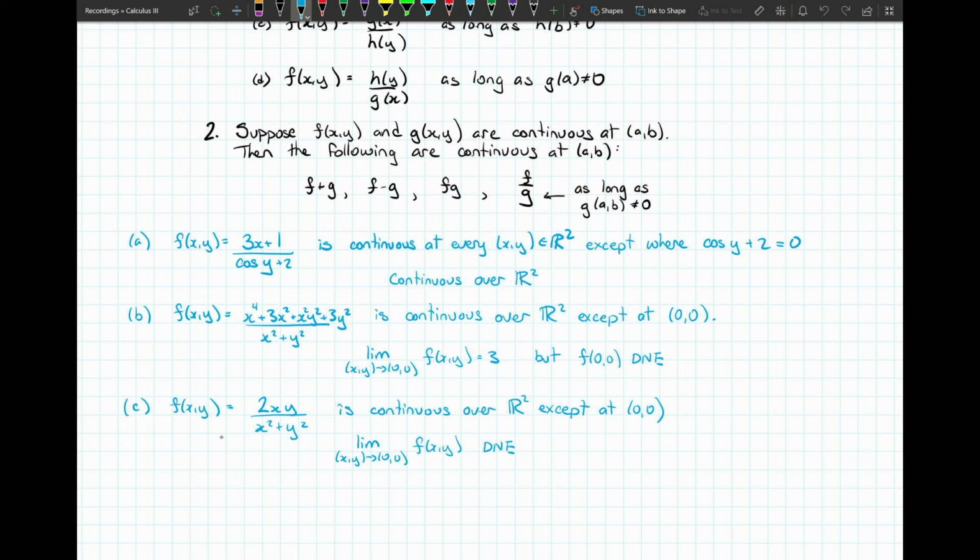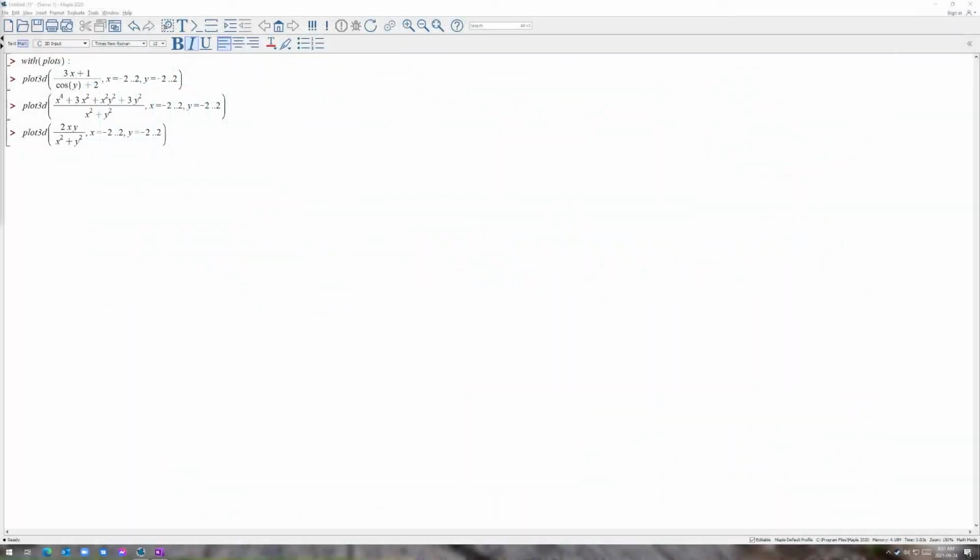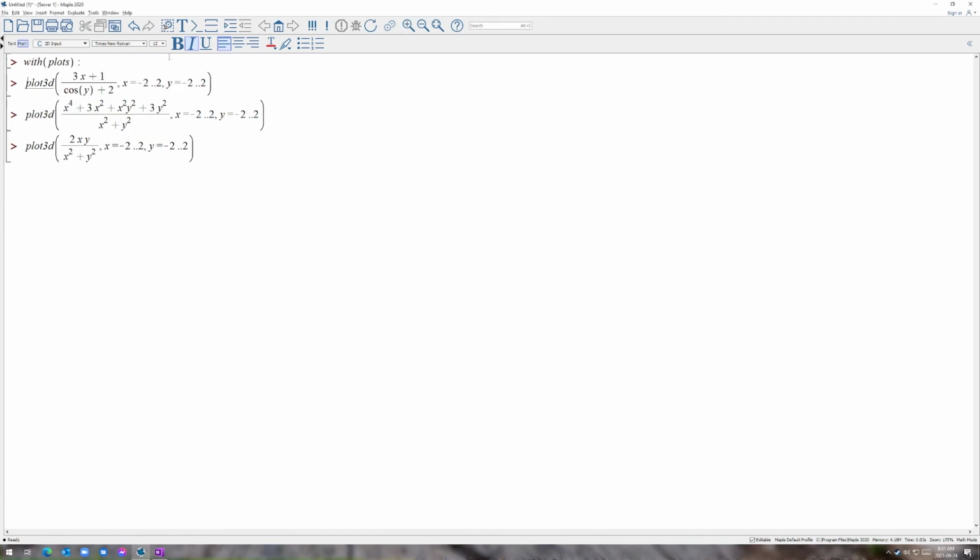Well, now that we've taken a look at what it means to maybe be continuous or discontinuous at a point, let's see if we can actually visualize these surfaces and see what those discontinuities look like. So over here in Maple, I've got a few commands to take a look at. With plots is just so that we can use 3D plotting tools. And I'm going to plot each of these 3 functions over the domain of x from -2 to 2 and y from -2 to 2, just over that square around the origin.